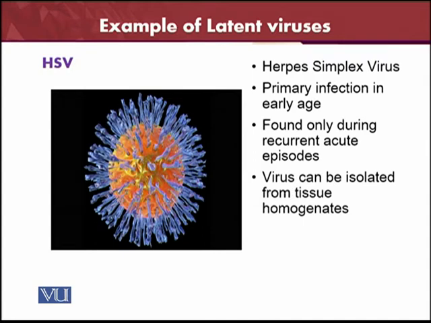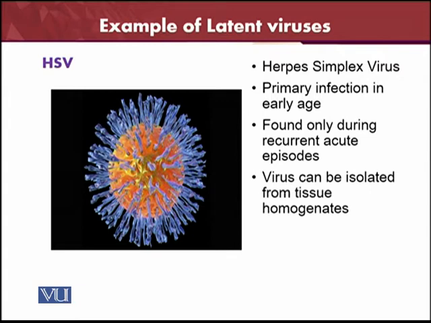First of all, the HSV, the herpes simplex virus, and how it causes the disease. The primary infection occurs at an early age, maybe 8 to 12 weeks of age. The herpes simplex virus enters the body, then has the ability to reside inside the body and become latent, hidden inside the body. It is found only during the recurrent acute episode. Until the acute phase, it will not become apparent. Once it shows itself, it becomes apparent and causes the disease.